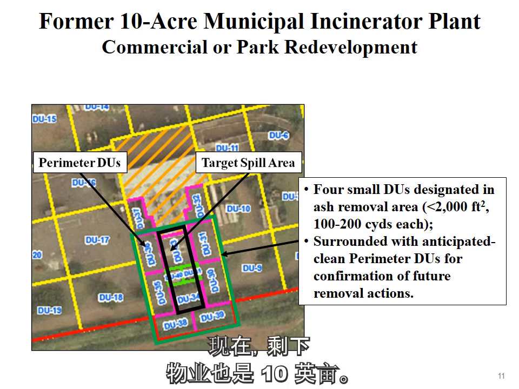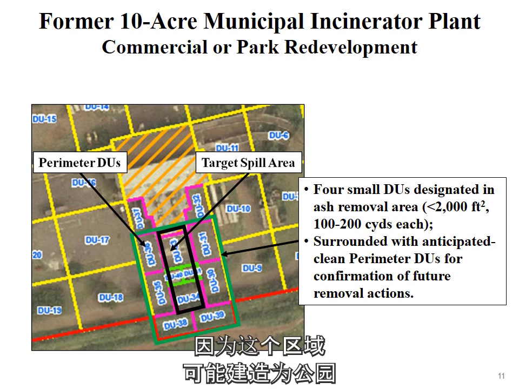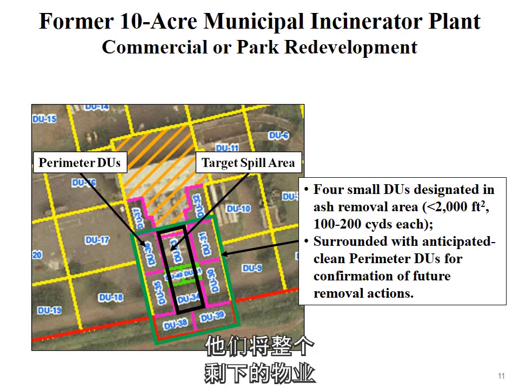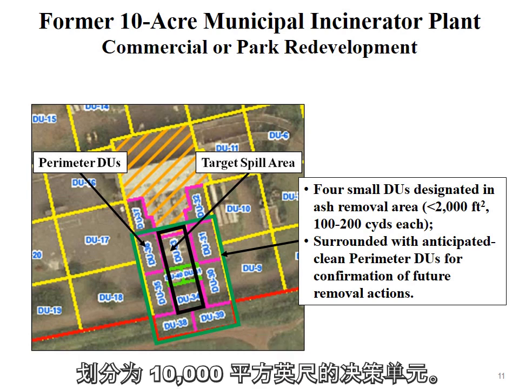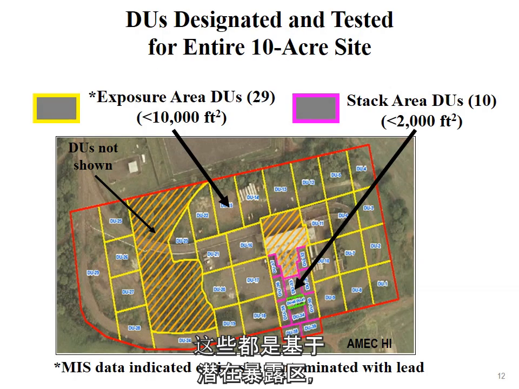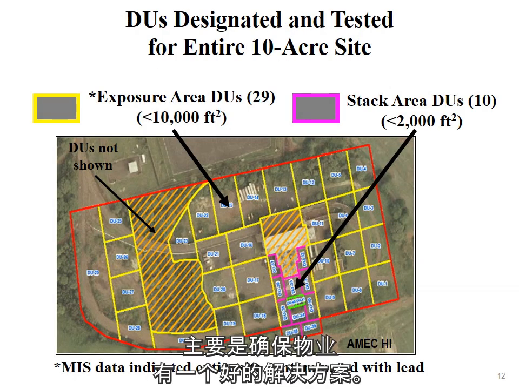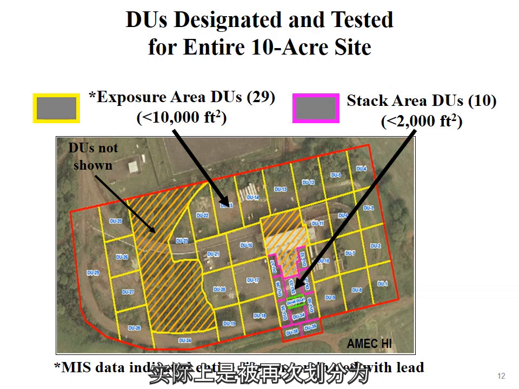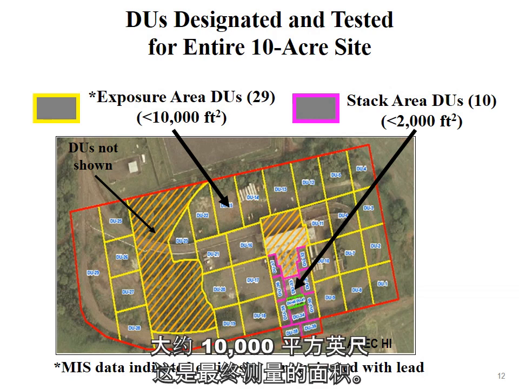Now the rest of the property, again 10 acres, and again because it was going to be used potentially for a park, initially not suspected to be contaminated, they divided the entire rest of the property into 10,000 square foot decision units. These were based on potential exposure areas, mainly just to give a good resolution for the property. You see one area here where it says DUs not shown. That was actually also subdivided into exposure area decision units, about 10,000 square feet eventually, and tested.